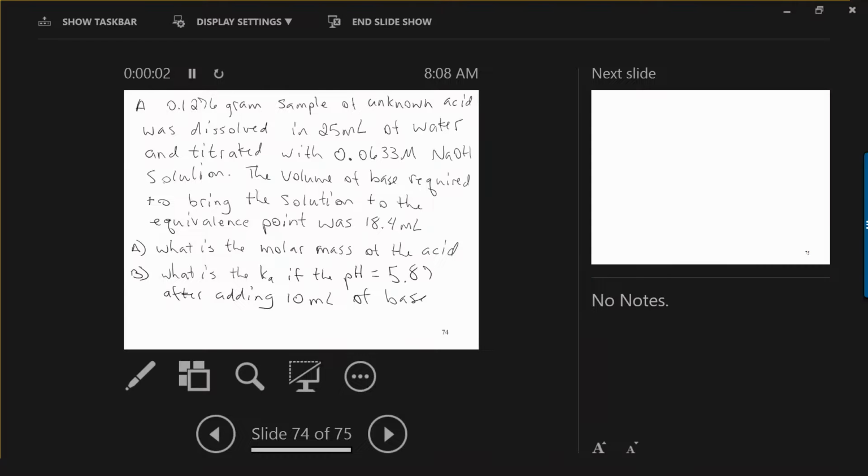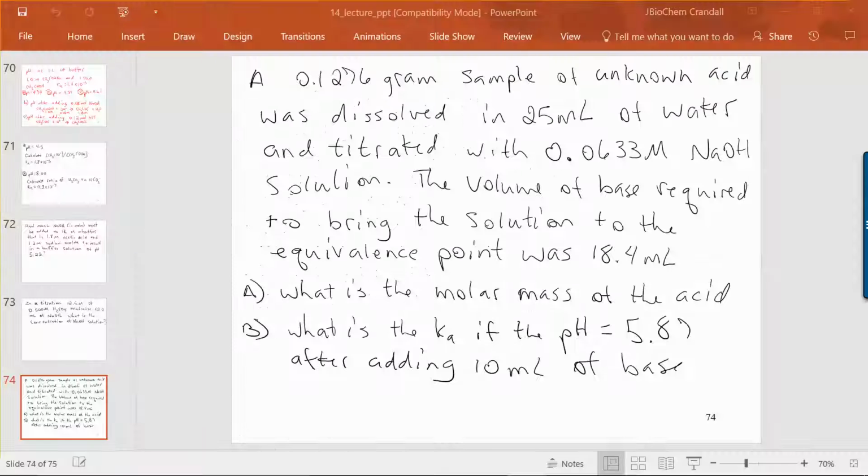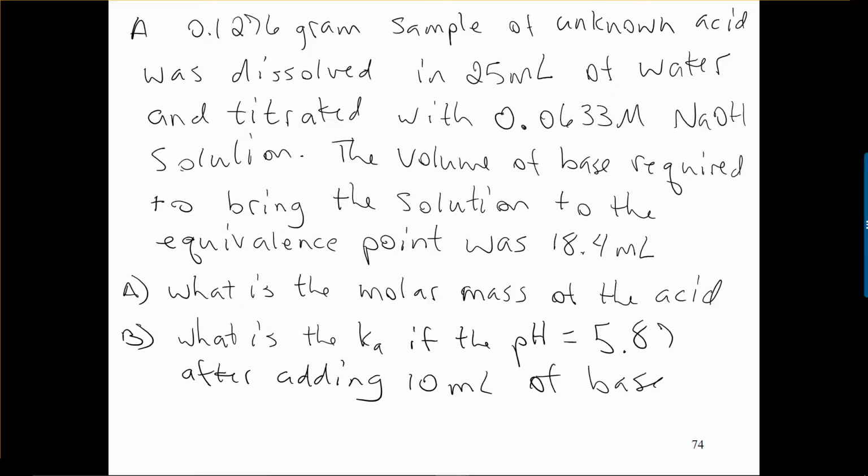All right, this is a question that I wanted to do yesterday, and then never got to. Okay, and this goes over. Okay, no, and there's one after this that I want to do on titrations also.